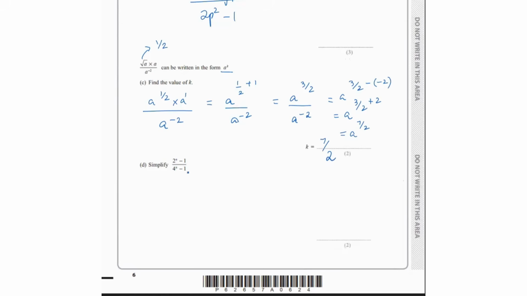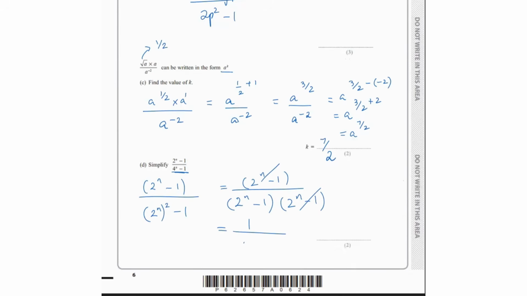Then over here, simplify 2 to the power of n minus 1 over 4 to the power of n minus 1. If you notice, we can rewrite this as difference of perfect squares because 4 is 2 squared. That's 2 to the power of n minus 1 over 2 to the power of n minus 1 times 2 to the power of n minus 1. These get cancelled out and we're left with 1 over 2 to the power of n minus 1. That is it.